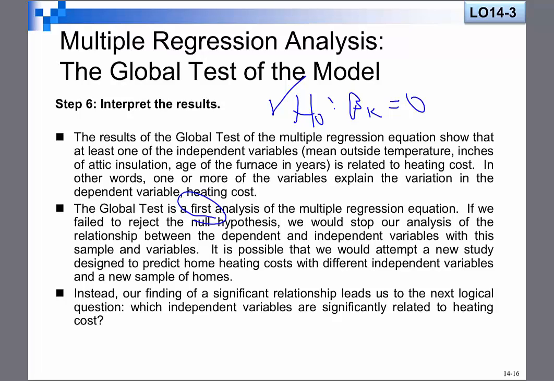It is possible that we would attempt a new study designed to predict home heating costs with different independent variables and a new sample of homes. That's because our first study would have showed us that these betas aren't any good. Our first study would have showed us that these betas are all equal to zero, and that doesn't help us, because if they're equal to zero, then there's no predictive power of the multiple regression equation, because the betas are equal to zero.